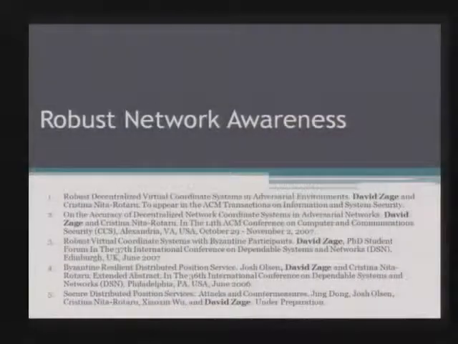So the first component is looking at robust network awareness. And robust network awareness, in essence, is the ability of an application to measure the network around it and take the measurements into account and make decisions on how to provide better performance for the user or for the system.